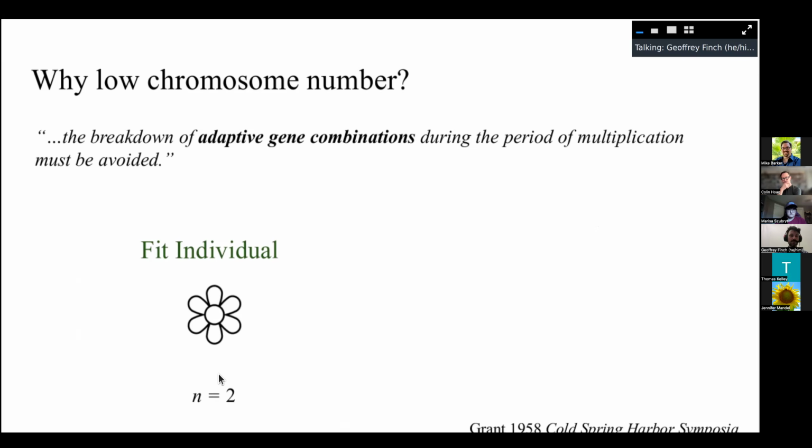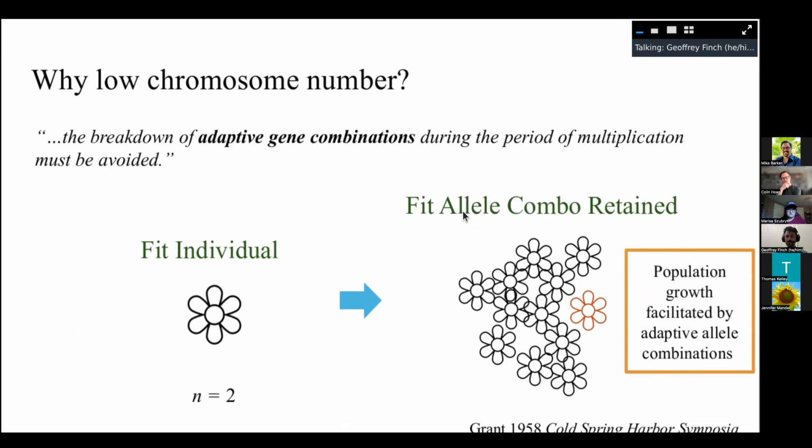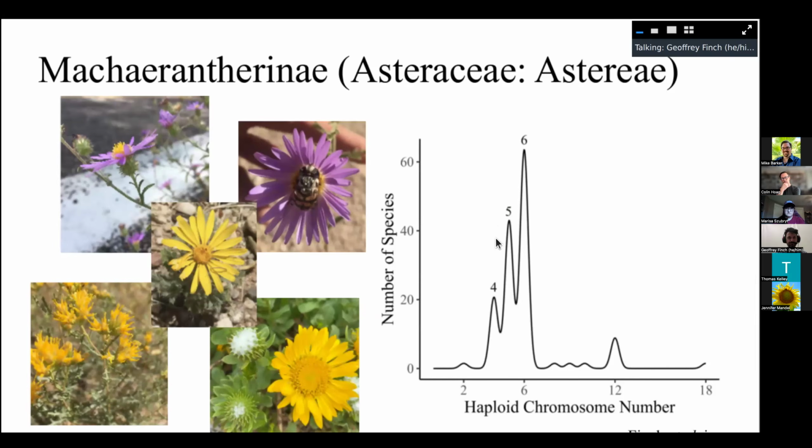Whereas if we have a low number species, let's say n equal 2, it's not going to suffer as much recombination load, right? The fit allele combinations will be retained, which will facilitate a more rapid population expansion in those disturbed habitats. This is the idea.